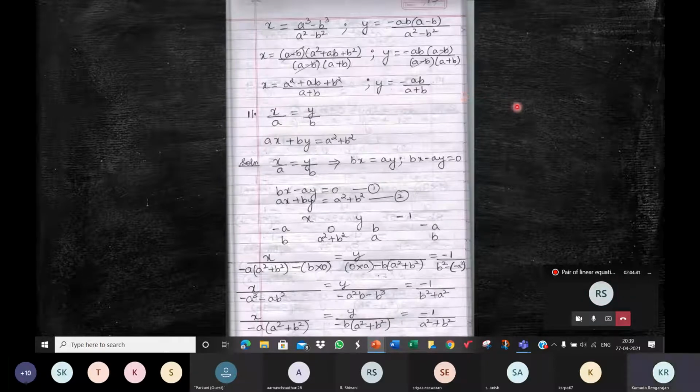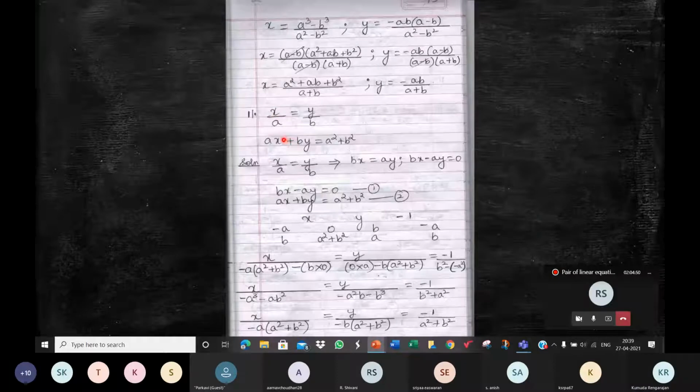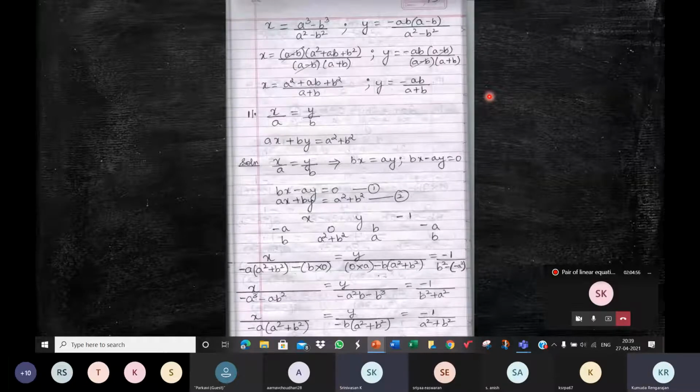Am I audible? Yes, ma'am. What will be the coefficient of x? A. What will be the coefficient of x? Okay, let's just see if others have a different answer. What will be the coefficient of x?